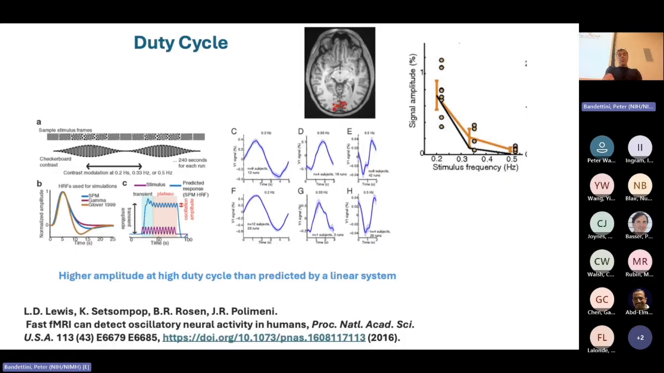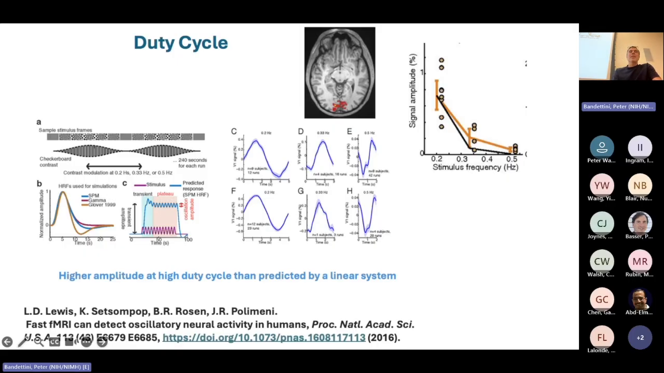People picked it up again. Laura Lewis and John Polimeni decided to probe this a little more, and very recently they were actually able to go faster. They used a visual stimulation and had a duty cycle of about 0.5 hertz, or 2 seconds on and 2 seconds off, and still detected a deflection in the signal. It certainly became saturated in the on state, but they were able to detect something.